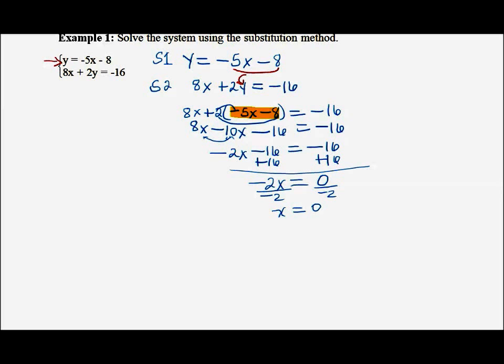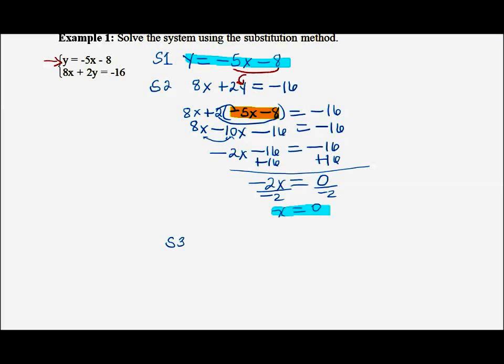Okay? Now that I have x is equal to 0, step 3 tells me to substitute the value found in step 2 into your revised equation. Well, this is the solution that I got in step 2. Now I want to take the value that I found in step 2 and substitute that into the equation from step 1.